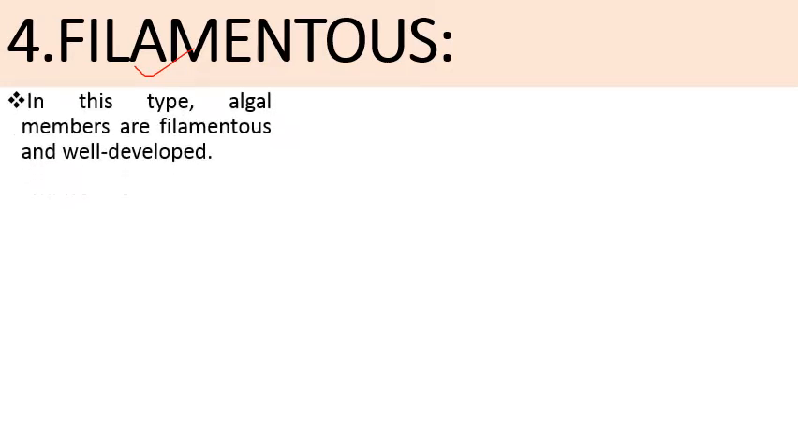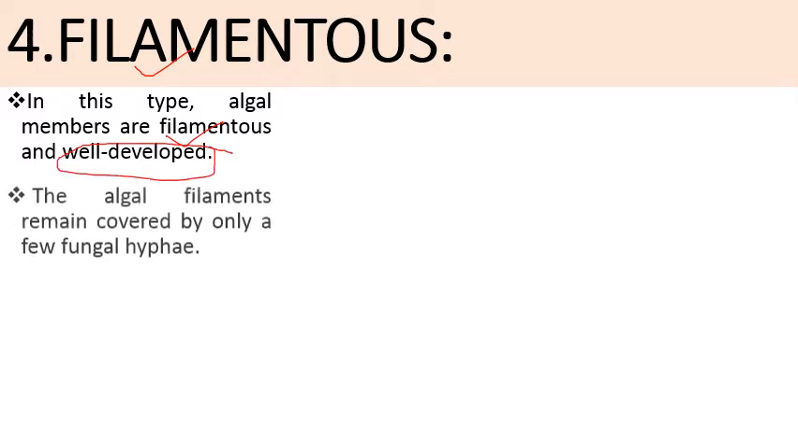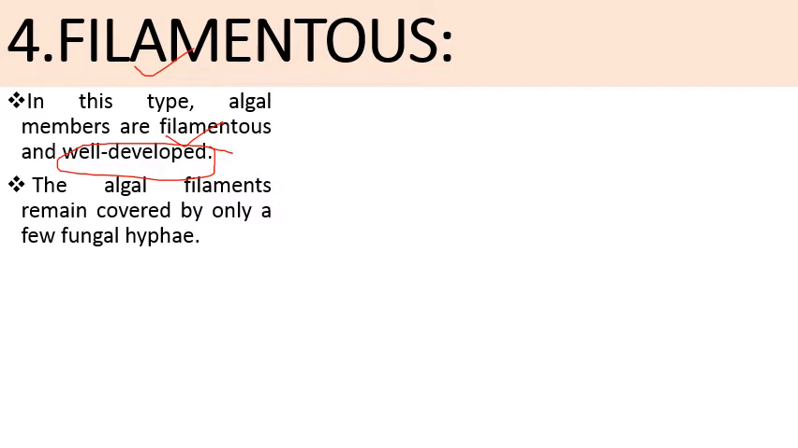Next are filamentous lichens. As the name indicates, these have filament-like or thread-like structures. In this type, the algal members are filamentous. They are well developed, so they are dominating. The algal filaments are covered only by a few fungal hyphae. So the main thread-like structures, the filaments, are of algae. The algal component is more dominating here, and these algal filaments are surrounded or covered by some fungal hyphae.